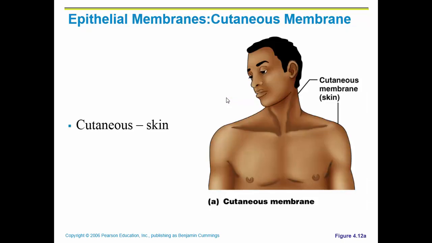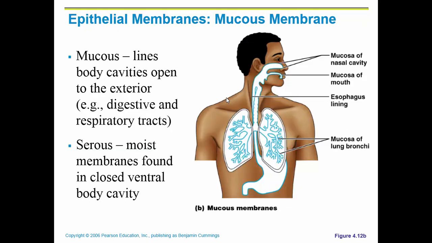Now, we have different membranes in the body, and they're made up of epithelial cells. So we have a cutaneous membrane, which is the skin. It's made up of stratified squamous epithelial tissue. We also have mucous membranes that line any cavity that's open to the outside world. And it's a mucous membrane because it needs to catch bad things before they get into the body.